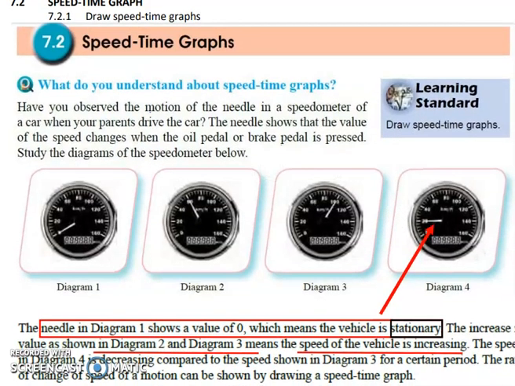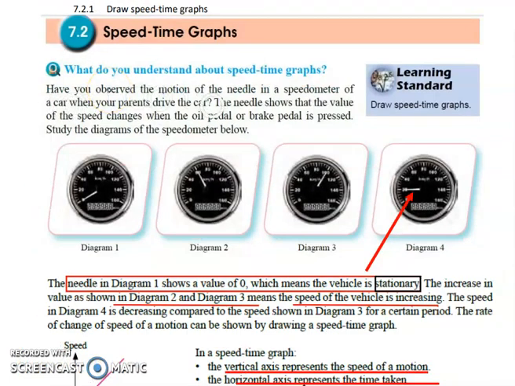Let's read a bit on the textbook part here. These are the texts from your textbook. Have you observed the motion of the needle in the speedometer of a car when your parents drive the car? The needle shows that the value of the speed changes when the oil pedal or brake pedal is pressed. So the needle of the speedometer will change if the oil pedal or the brake pedal is pressed.